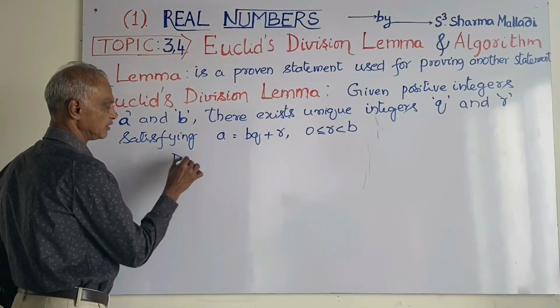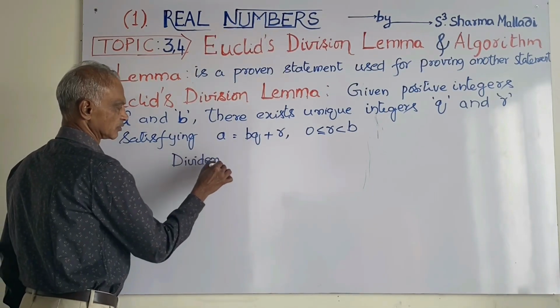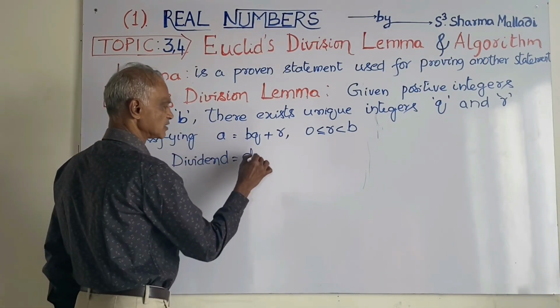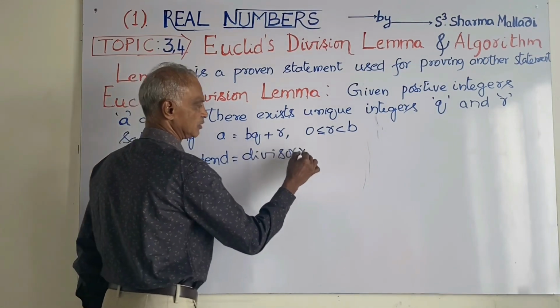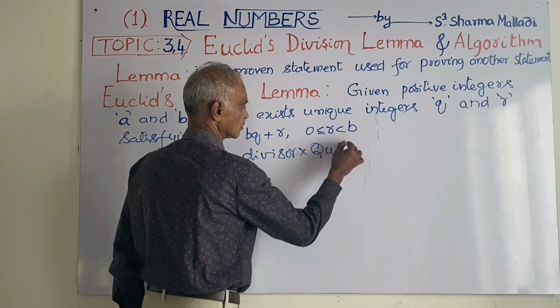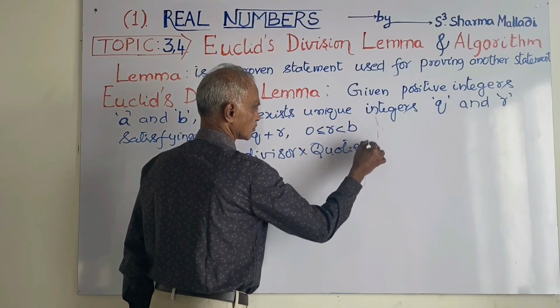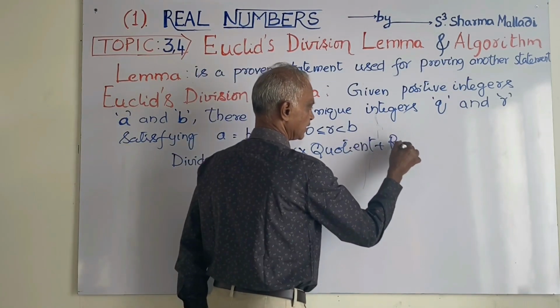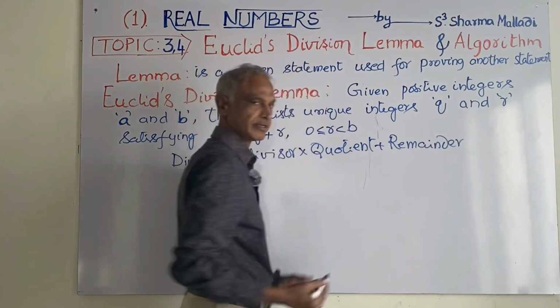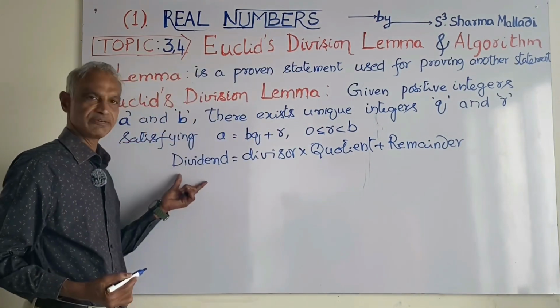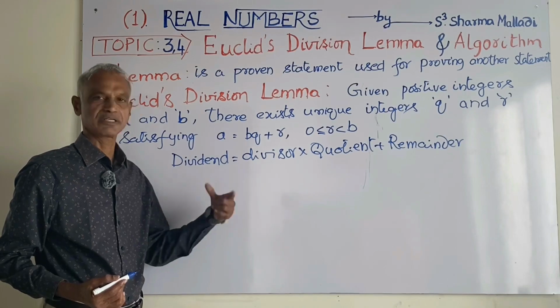Already you know, dividend is equal to divisor into quotient plus remainder. Already you know. How can you prove this? Dividend is equal to divisor into quotient plus remainder.